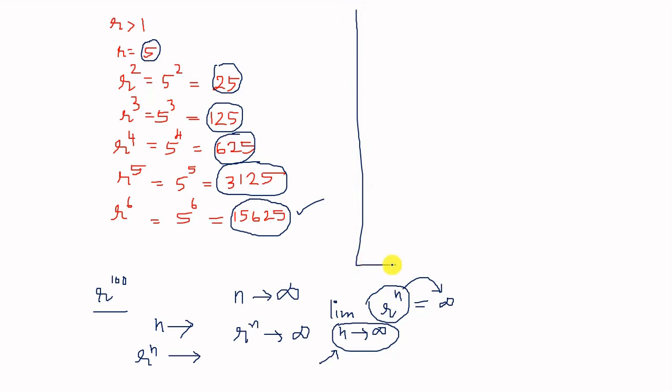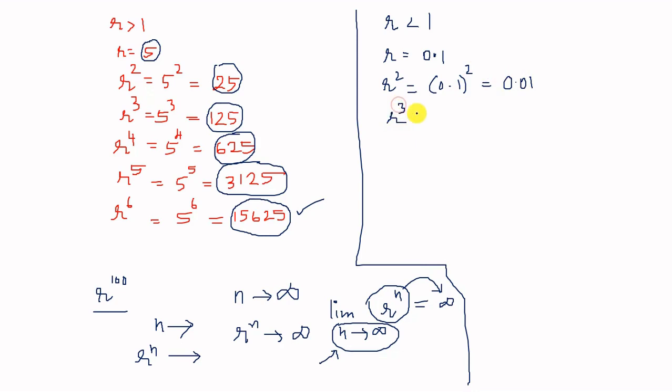Now let us see the case when r is less than 1. Suppose that r is less than 1. For example, I'll take r to be 0.1. So r square will be 0.1 the whole square. When you find 0.1 the whole square, this will be 0.01.